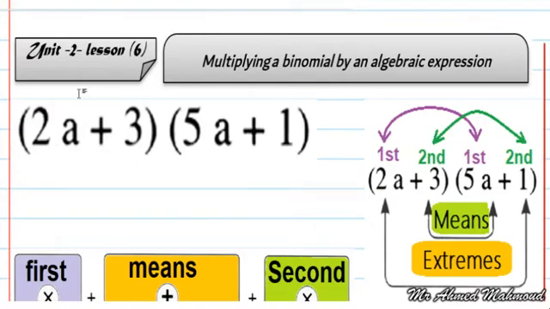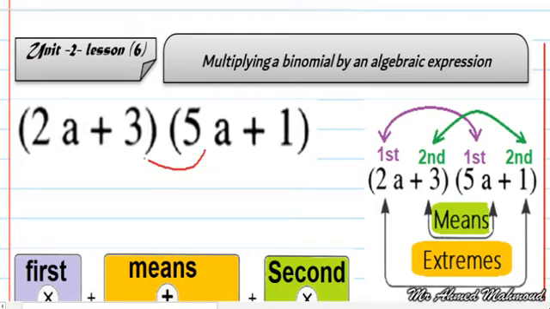First, if we have a binomial like 2a plus 3 multiplied by another binomial 5a plus 1, we need to know the names of each term. 2a here is called the first term, 3 is the second term, 5a is the first term, 1 is the second term. Again, first term, second term, first term, second term. And this is clear here in this shape. First, second, first, second. Okay.